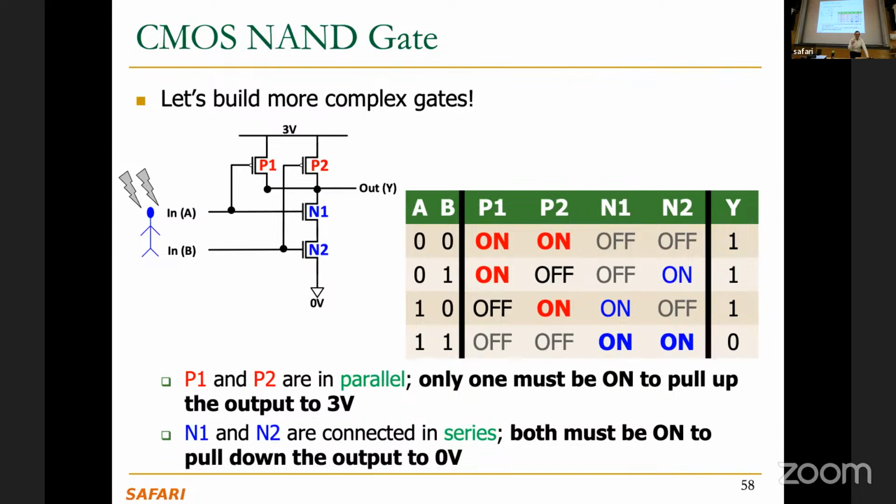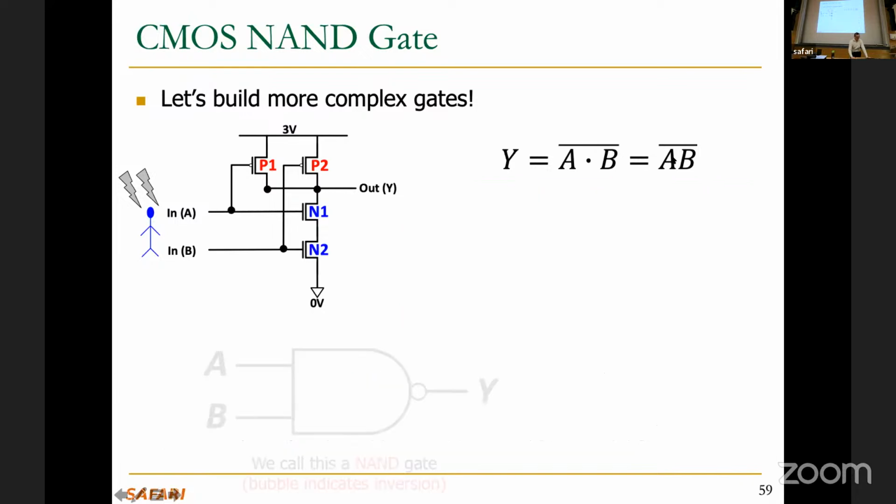So it's a little bit more sophisticated than an AND. It's really ANDing A and B and taking an inversion of it, right? It's the inversion of A and B. And basically, the key takeaway is P1 and P2 are in parallel. Only one must be on to pull up the output to 3 volts, and N1 and N2 are connected in series. Both must be on to pull down the output to 0 volts. So we call this the NOT of A and B, or NAND, if you will.